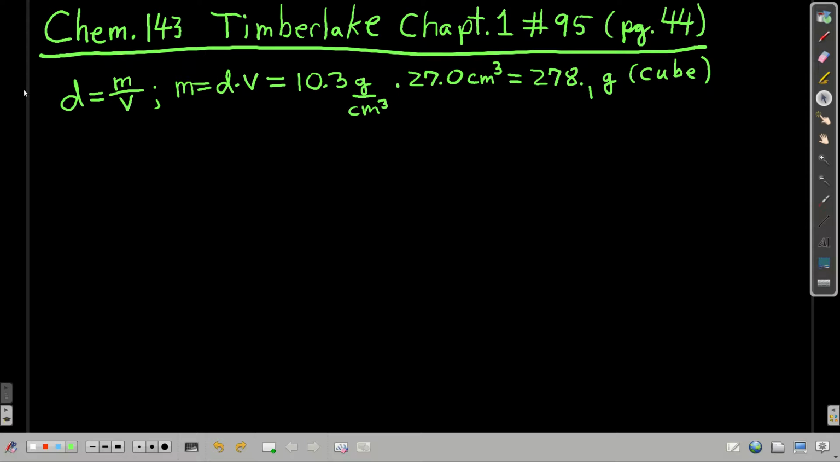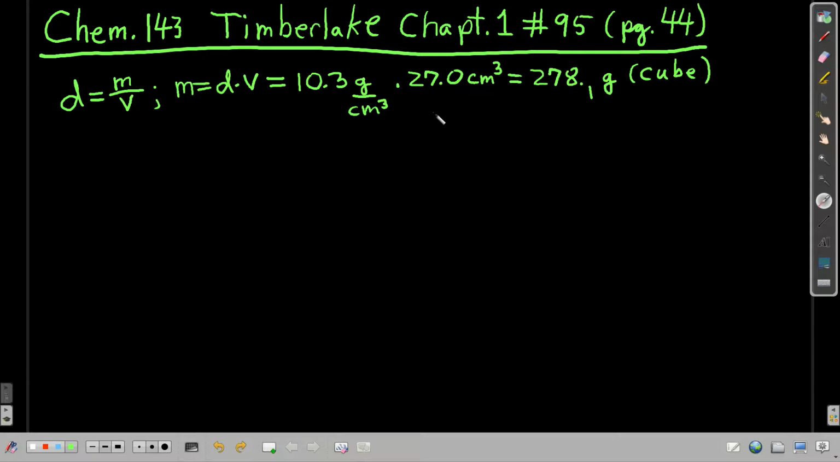This is a video explaining homework problem number 95 in chapter 1 of Timberlake, which is on page 44. In this problem, you're given the density and the volume of a cube of sterling silver. The density is 10.3 grams per cubic centimeter, and the volume is 27 cubic centimeters.